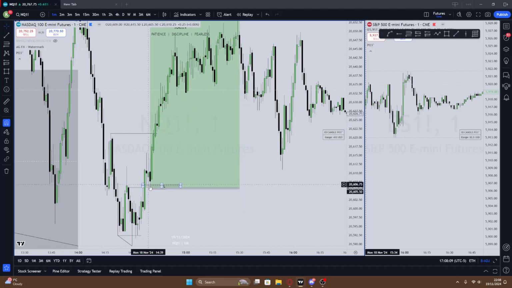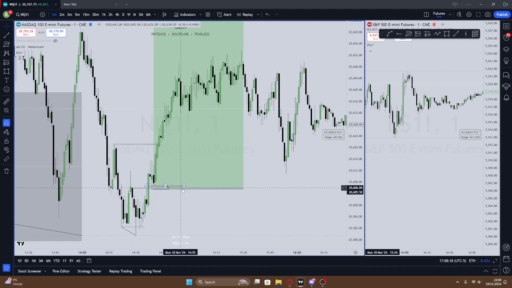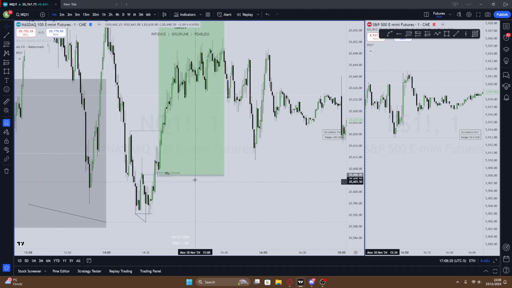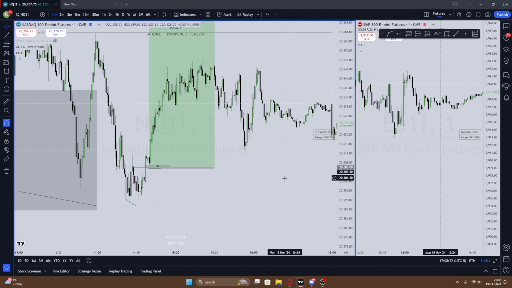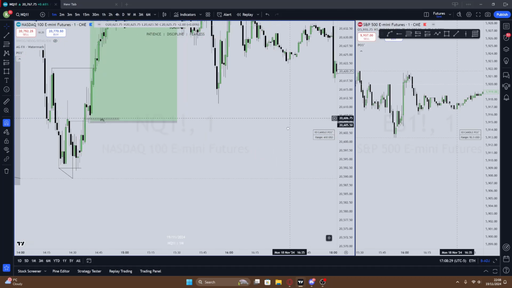At this high, I put my stop to a complete break even, because obviously I don't want it to come back down to this area, because if it does, it's probably going to take out that low. So yeah. Next, we had another intermediate term low pattern.